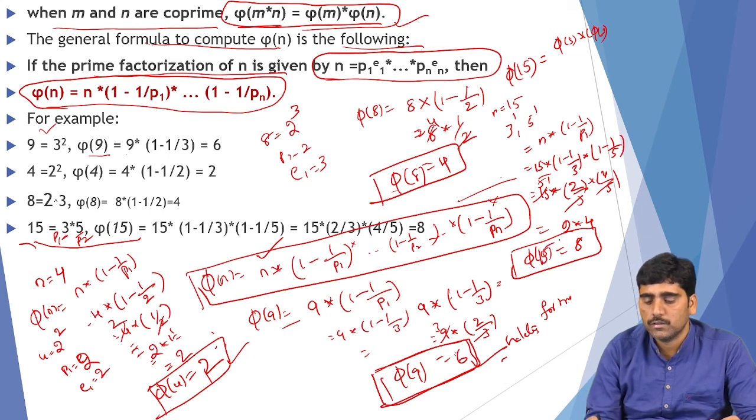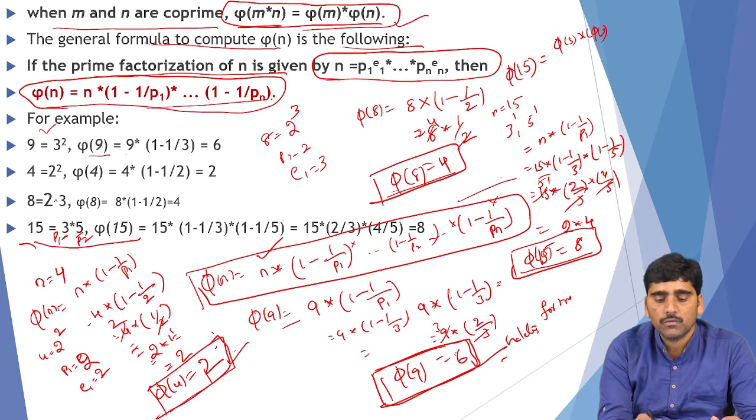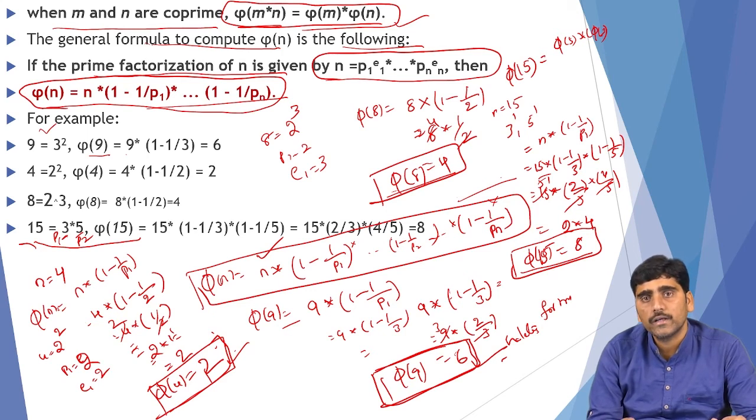So this is the way you can substitute different types of composite numbers in this formula. Here we got phi of 15, phi of 8, phi of 9 and phi of 4 by substituting in this formula, we got the correct result, and those values are holding true. So this is the way you can find the Euler totient function values of all these composite numbers.